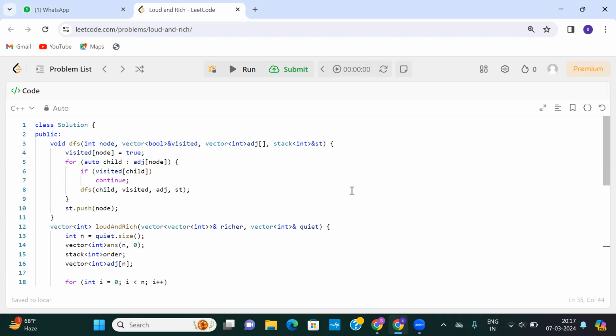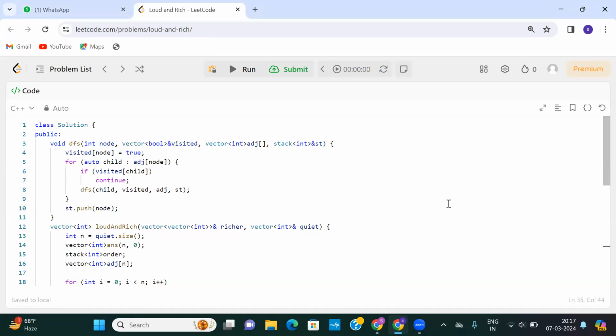Topo sort means that this should come before this. Suppose A is directed towards B, so A should come before B, and B is directed towards C, so B should come before C. This is done by topo sort. So visited at node equals true. Then we will iterate through all its children, and if a child is not visited, then we will call the DFS. Otherwise, we are going to push it in our stack.